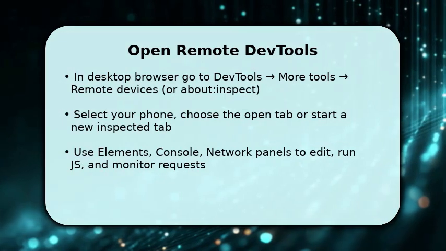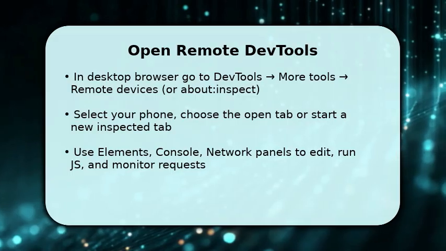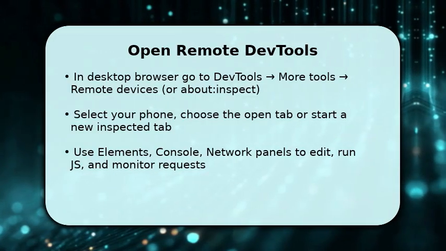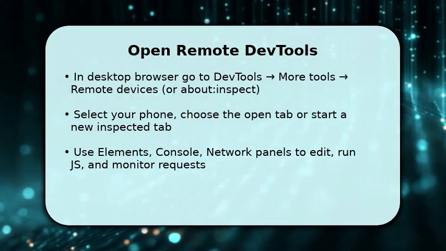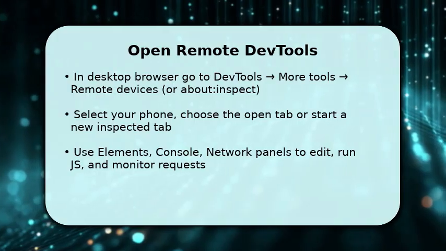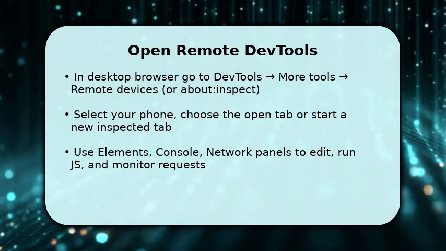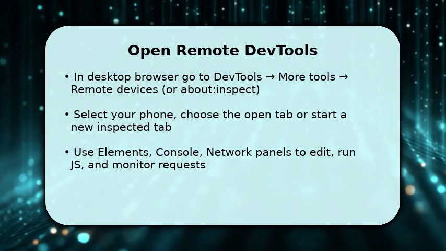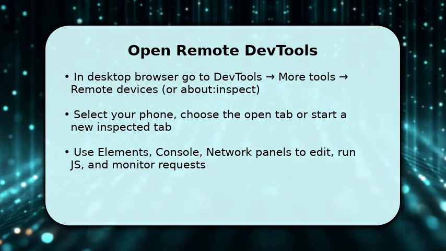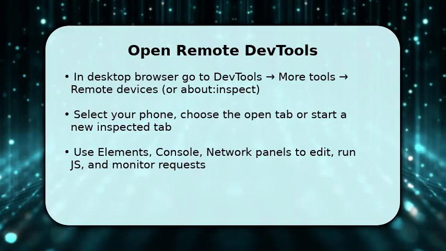Now open Remote Dev Tools on your desktop. In Chrome, go to More Tools, right arrow Remote Devices, or navigate to About. Inspect in Chromium browsers. You'll see the connected phone and its open pages. Select the tab you want to inspect. Use the Elements panel to edit HTML/CSS live, Console to run JavaScript snippets, and Network to watch requests and responses. Make changes and observe the phone in real time. This lets you diagnose layout bugs, test CSS tweaks.